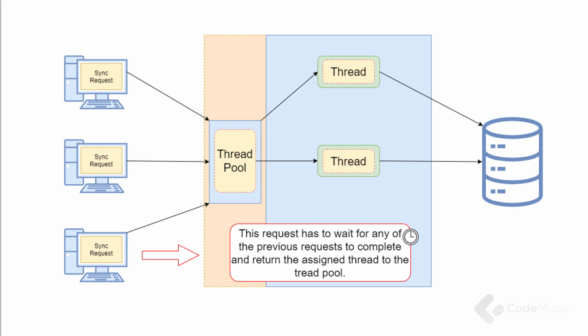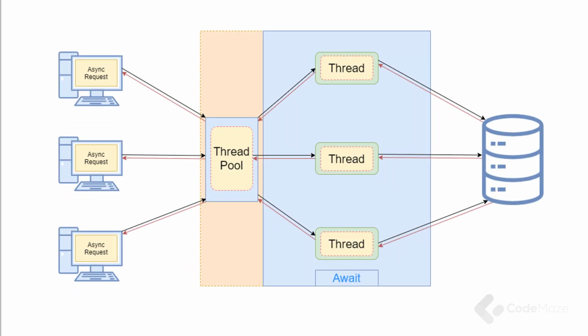As a result of a request waiting for an available thread, our client will surely experience a slowdown. Additionally, if the client has to wait too long, they will receive an error response, usually the service unavailable 503. With asynchronous requests, the situation is completely different.